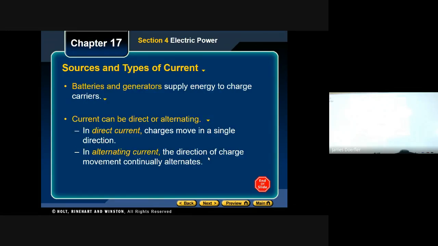So we've talked very briefly about batteries, but the whole purpose of batteries and generators is to supply energy to charge carriers. Then we can feed off that. We can power various devices. Now, current, as we just saw, can be different. You've heard of the band AC/DC. Well, that's what electricity is. We have direct current and alternating current. In direct current, charges move in a single direction. In alternating current, you can imagine they are alternating very fast.